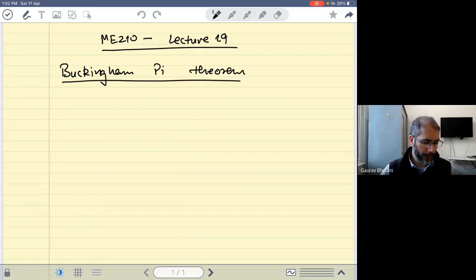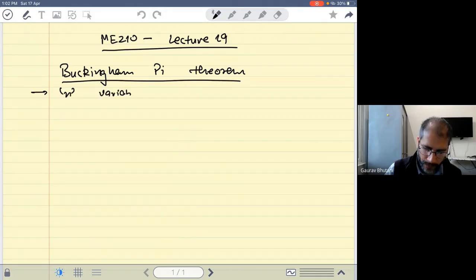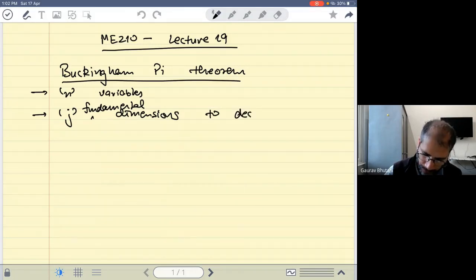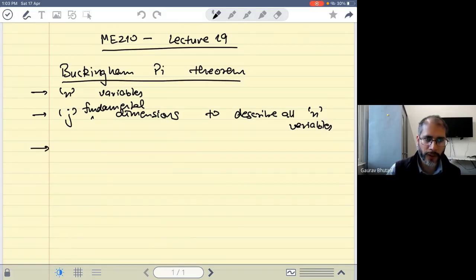What the theorem says is, if we have n variables in a problem and we have a total of j fundamental dimensions that can be used to describe all the variables, then we can reduce the functional relationship in the problem from those n variables to n minus j pi parameters.